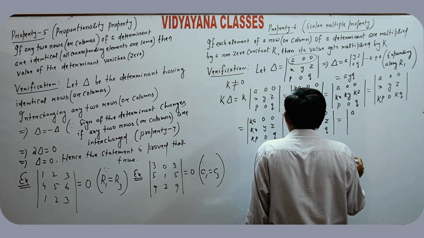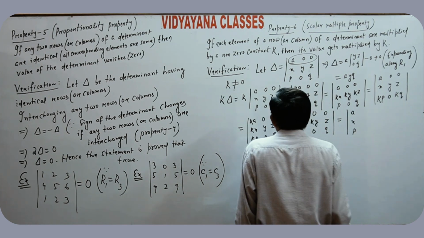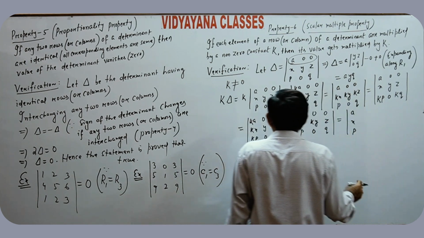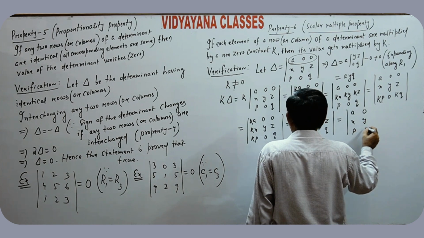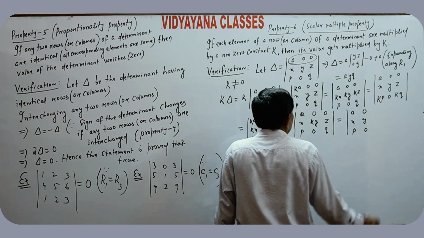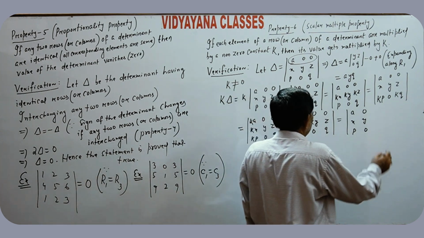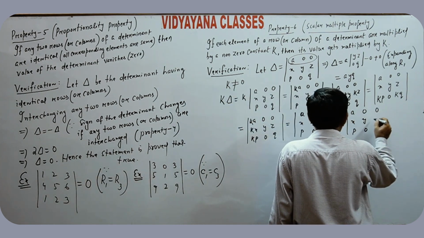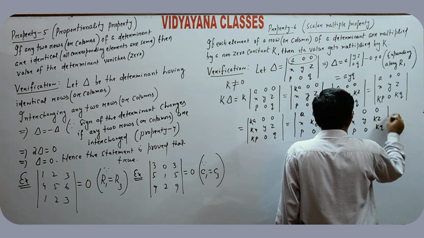The first column remains as it is, a x p. The second column remains as it is, 0 y and 0. Multiplying k along column 3, which is 0, kz and kq. All are the same.